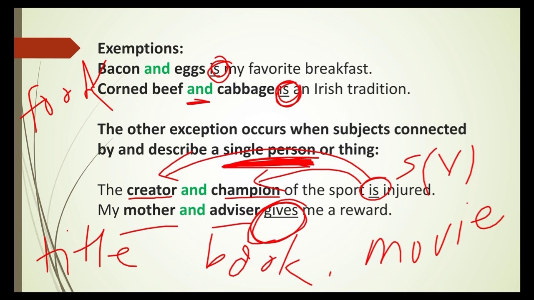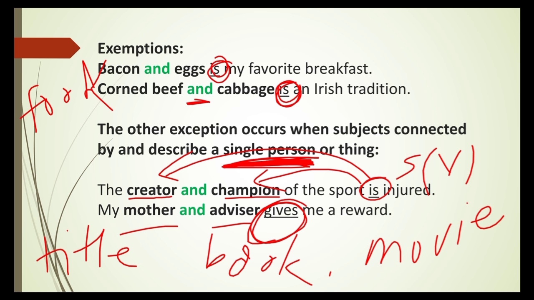So baka bigla kayong malito. May and siya. So dapat plural. So dapat are ang gagamitin ko. No. So i-analyze mo muna kung siya ay title, kung siya ba ay gawa ng isang author, kung siya ba ay novel. So yon. So dapat we are always aware of the exemptions to the rule.